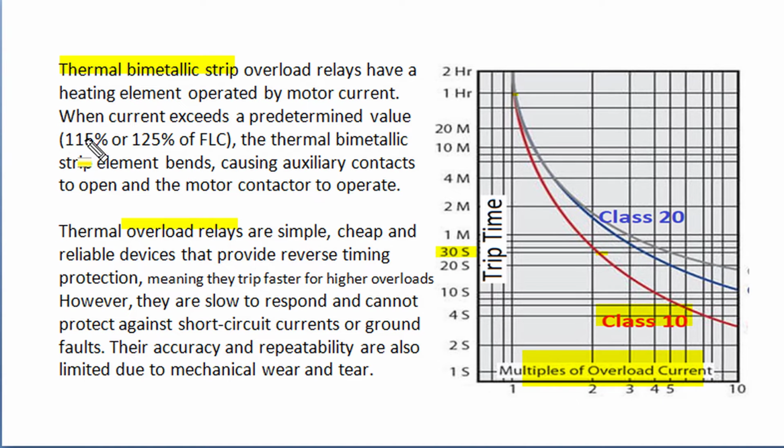However, such thermal bimetallic strip type overload relays are quite slow to respond and cannot provide appropriate protection against short circuit currents or ground faults, which may exceed 50 to 1000 fold of full load current. The accuracy and repeatability of thermal bimetallic strip overload relays are also limited due to mechanical wear and tear.